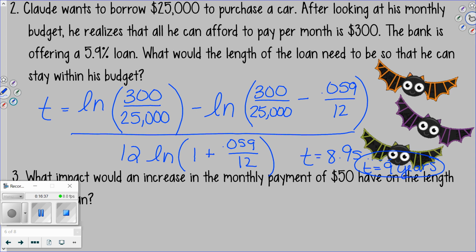Now, what do you think? They're buying a car. Are they going to give you a 9-year loan? No, they're not. So that's something you have to kind of take into consideration there.